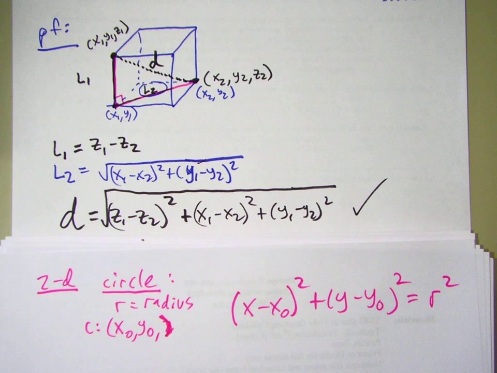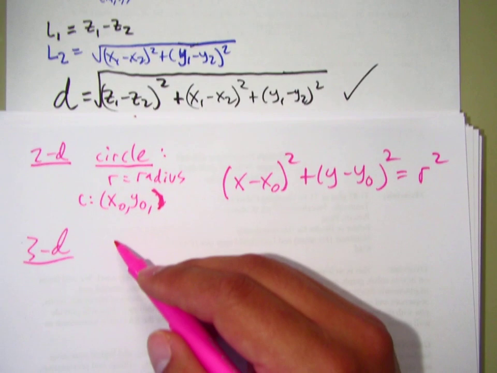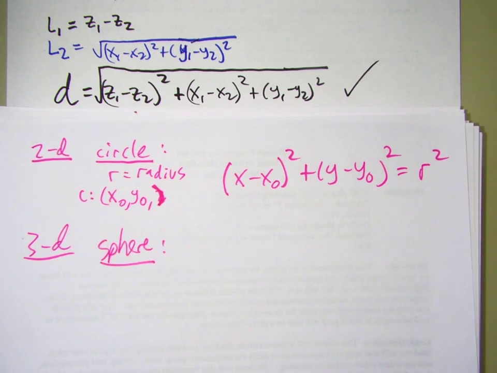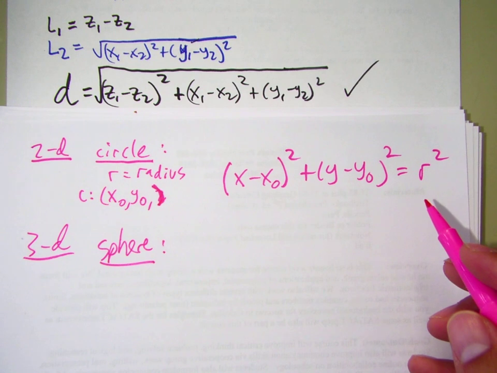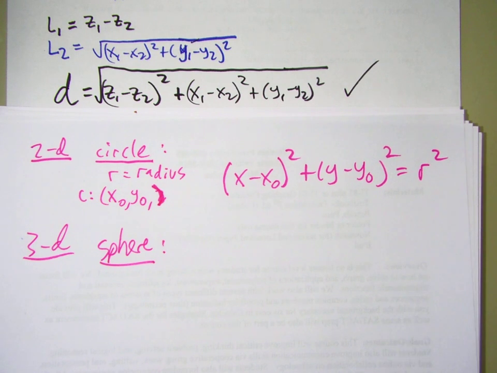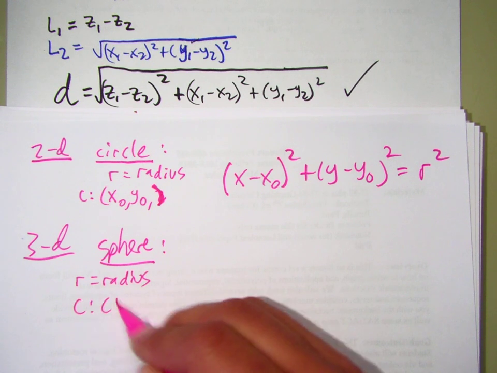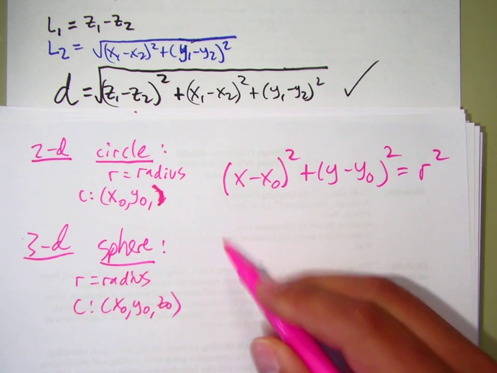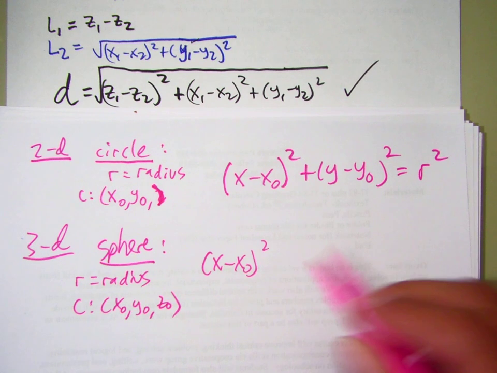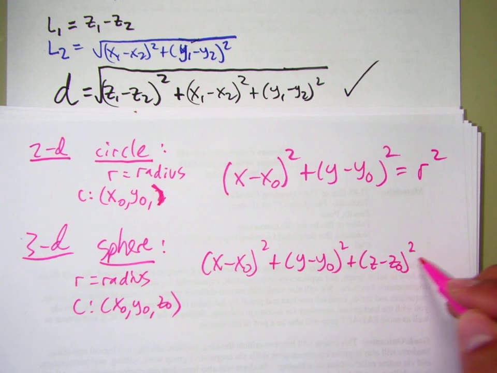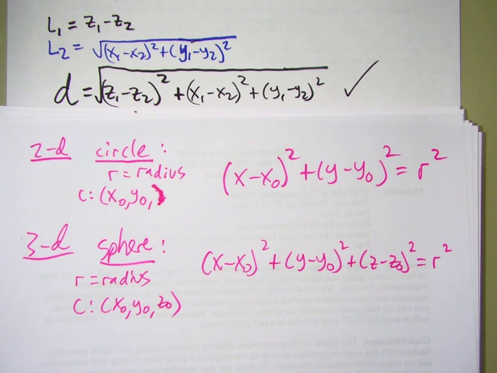Okay. Well, in 3 dimensions, instead of a circle, now we would have what? A sphere. And it's going to be identical to this, just like what we did before with the added z minus z naught component. So r is still the radius. Center is now x naught, y naught, z naught. And so we get x minus x naught squared plus y minus y naught squared plus z minus z naught squared equals r squared. Okay.